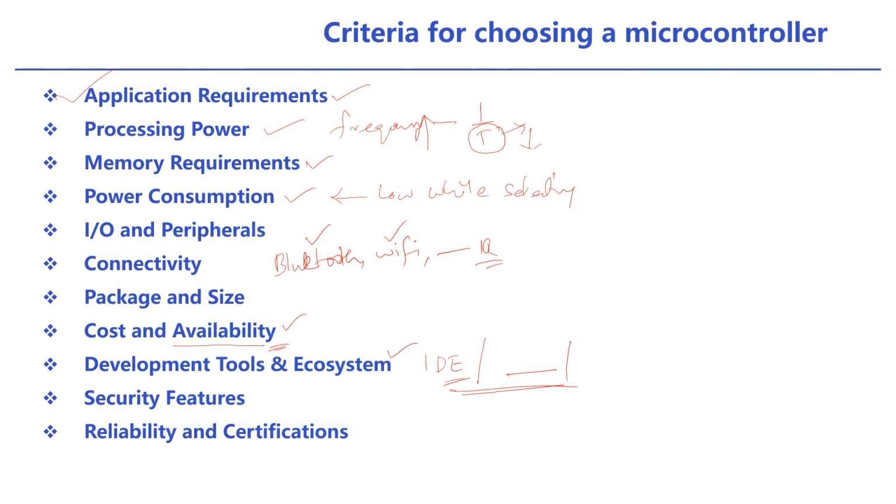One of the most important things here is that we need to consider the application requirement. Based on your application requirement, first you need to consider all these remaining points: processing power, memory requirement, power consumption, IO and peripherals, connectivity, packaging or size, cost and availability, development tools and ecosystem, security features, reliability and certification.